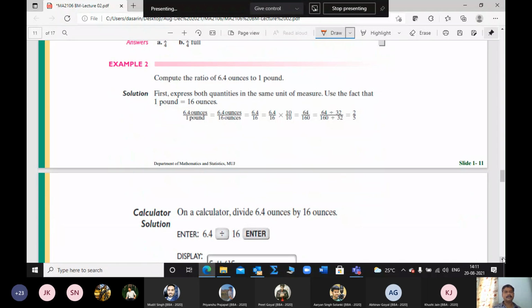Compute the ratio of 6.4 ounce to the 1 pound. Now the problem comes here. There are two different units given in the ratio of 6.4 ounce to the 1 pound. Pound is a different measurement, and ounce is a different measurement.